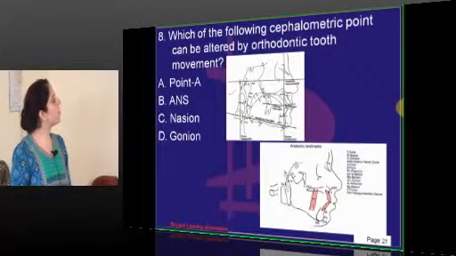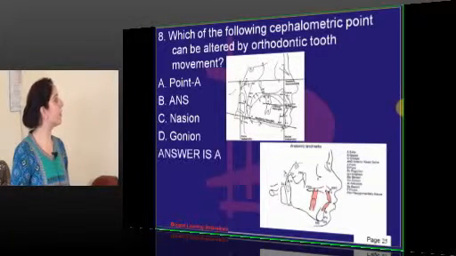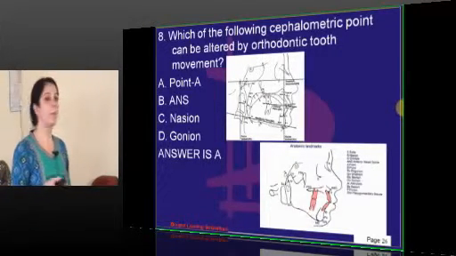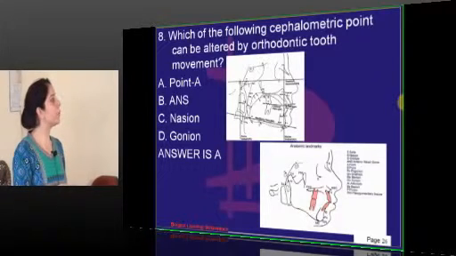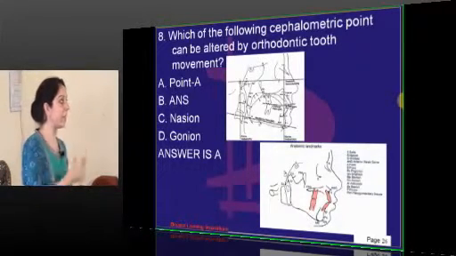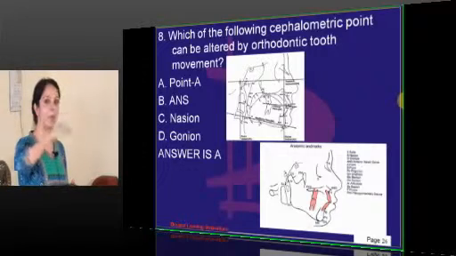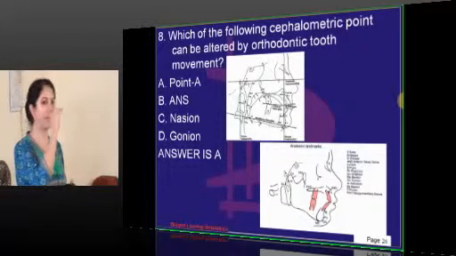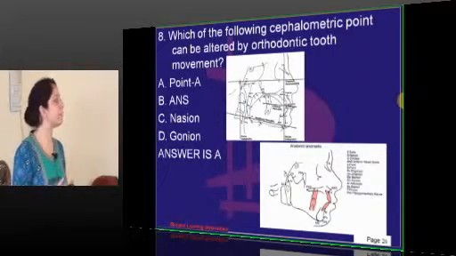Which of the following cephalometric points can be altered by orthodontic tooth movement? The answer is point A. Now that happens why? Because as you see, point A is the deepest point on the curve just in front of the roots of the central incisors.